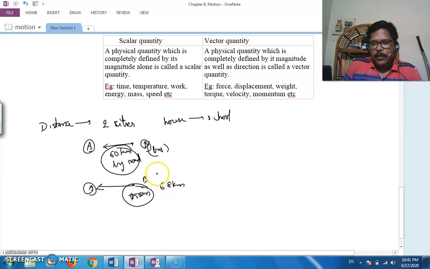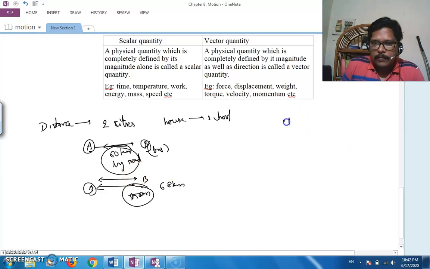Whenever we use this term distance, it is nothing but the length of the road. The length of the road that you travel is the distance between these two cities. When you travel by train, it is the length of the track between these two cities. So whenever we express any quantity as distance, you are expressing the length of the path between those two places.